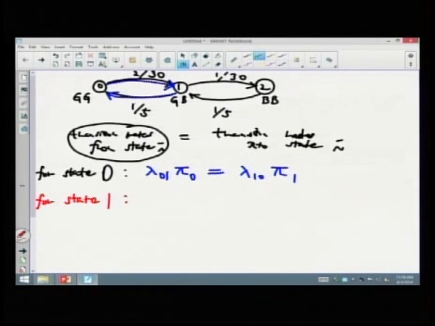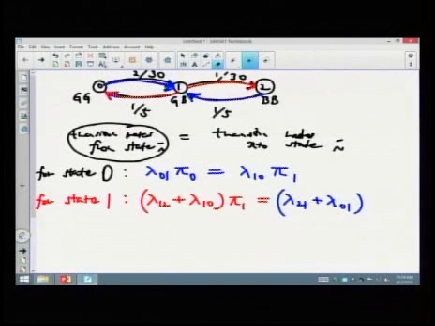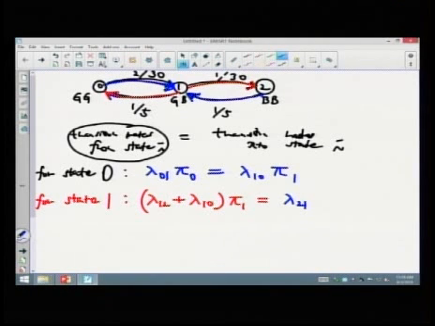How about for state 1? The transition rate from state 1 would be 1,2 and 1,0, right? So we have lambda 1,2 plus lambda 1,0. Both are from state 1. What about the transition rate into state 1? That's going to be 2,1 and 0,1. Oh, sorry, we cannot combine these two, because they are from different states. So that's going to be lambda 2,1 from pi 2, lambda 0,1 from state 0. Okay?